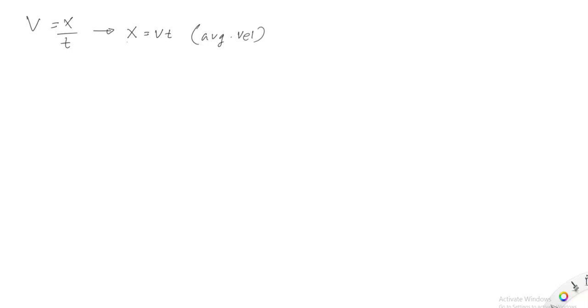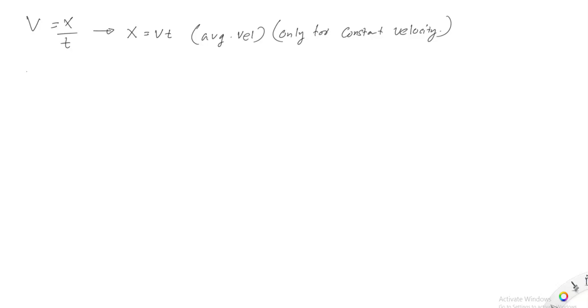You cannot use this equation if the velocity is changing, meaning if there's an acceleration or a deceleration or slowing down. If the velocity is changing over time, this equation does not work. So you need to remember that this is only for constant velocity. Right, so that's also important.